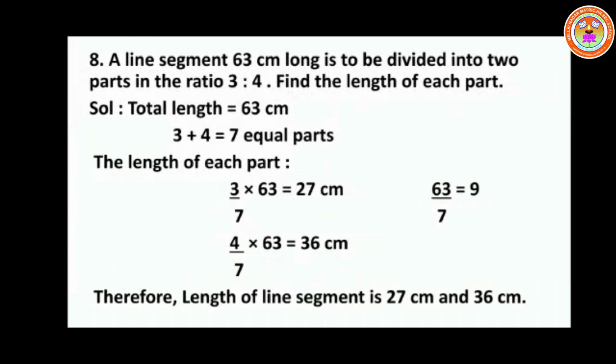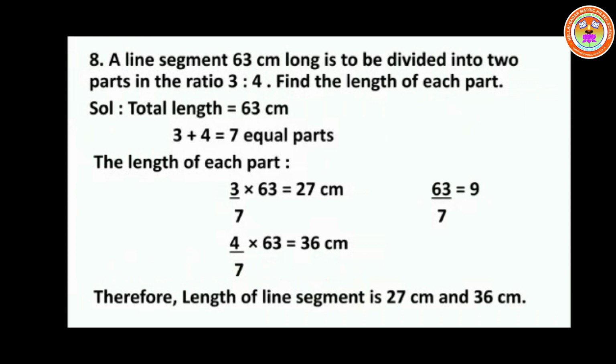Now let us move on to the solution, children. Total length is equal to 63 and the ratio is 3:4. So 3 plus 4 is equal to 7 equal parts. So the length of each part, what will you do? What is the first number in the ratio? 3. 3 divided by the equal parts, 7, into 63. 63 by 7 you can cancel by the 9 table. I did it at the side. 63 divided by 7, 7 9s are 63. So you can cancel by 9 times. Okay. So 3 9s are 27, now your answer is 27 centimeter.